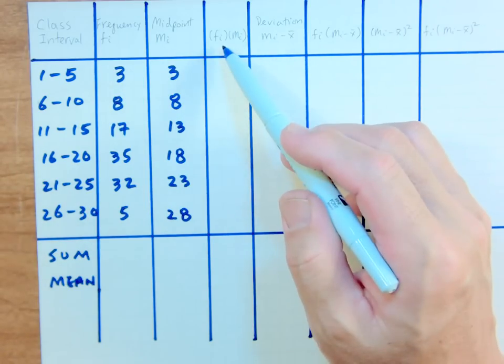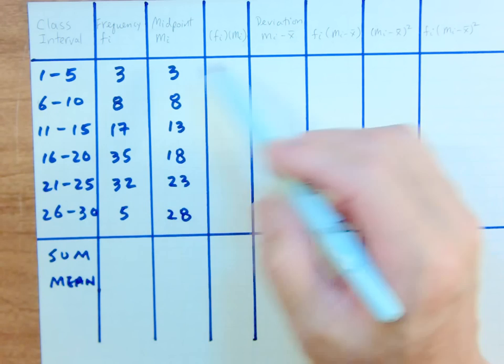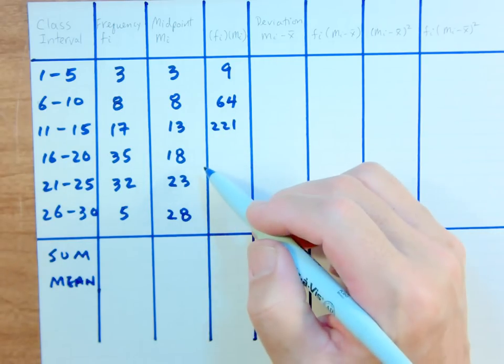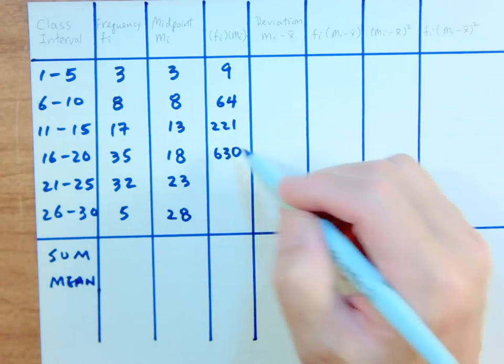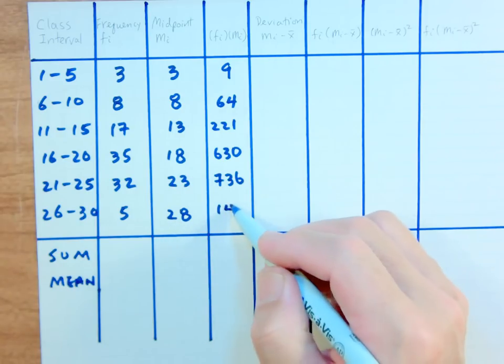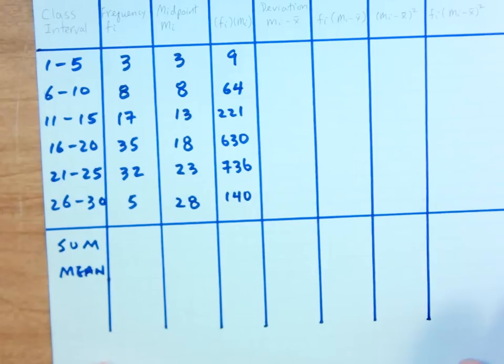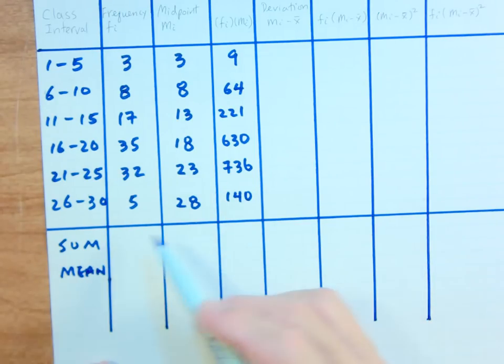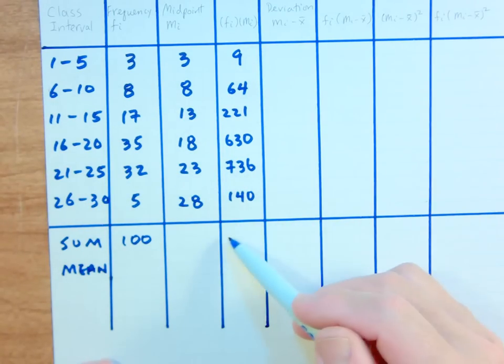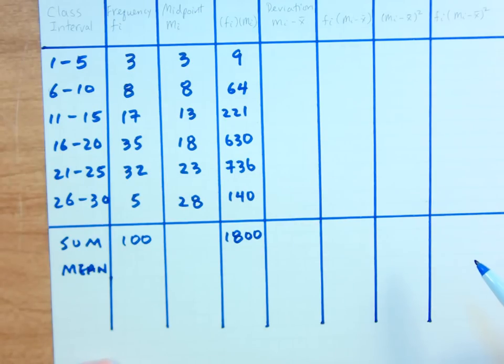Let's continue. The next column is the frequency times the midpoint. So we do 3 times 3, 9, 64, 221, 35 times 18, 630, 32 times 23, 736, and 5 times 28 is 140. Of course, we need a couple of sums. The first important sum is the frequency, and here I chose a nice number, 100. The sum of the Fi times Mi is 1,800. So the mean would be 1800 divided by 100, which gives us 18.0.